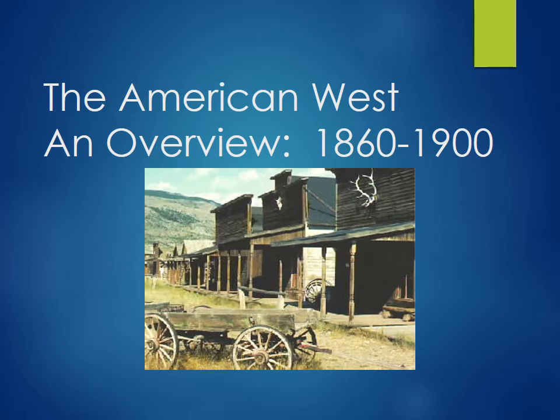Alright, this presentation will cover Chapter 19, Section 1 and 2, pages 454 to 464. And as you can see, it's titled The American West. We'll be looking at roughly 1860 to 1900. We've finished with the Reconstruction era.